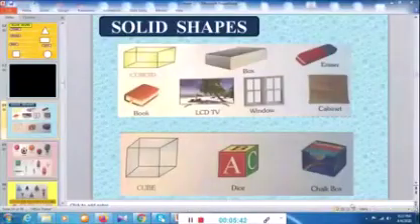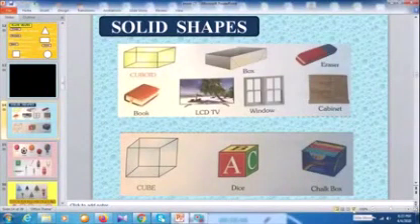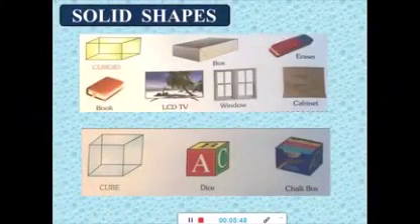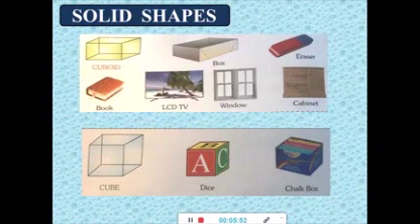Wait. This is a cuboid. Children, now do you know what solid shapes are? Solid shapes are shapes that are not flat. They are three-dimensional objects. An object that occupies space is called a solid. Now let us see some solids.